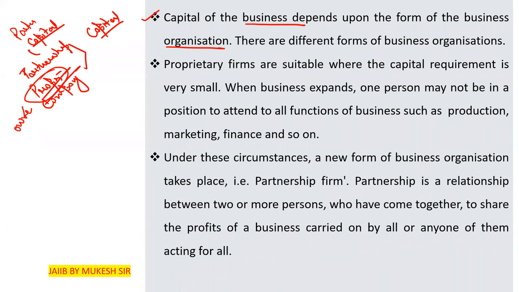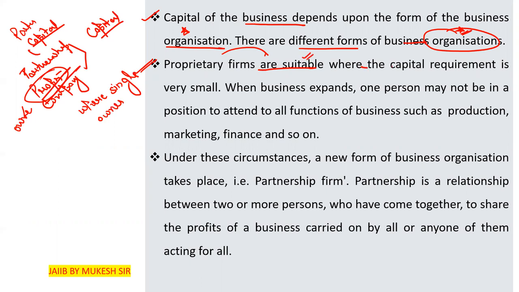So the capital of the business depends upon the form of the business organization. There are different forms of business organizations. Proprietary firms, where there is a single owner, are suitable where the capital requirement is very small.